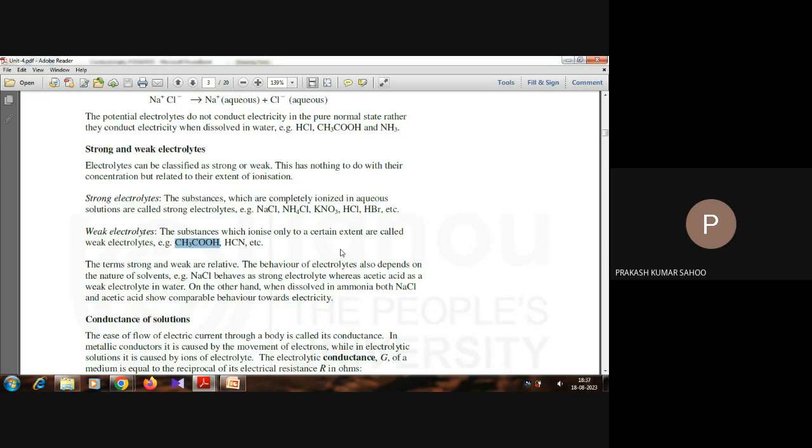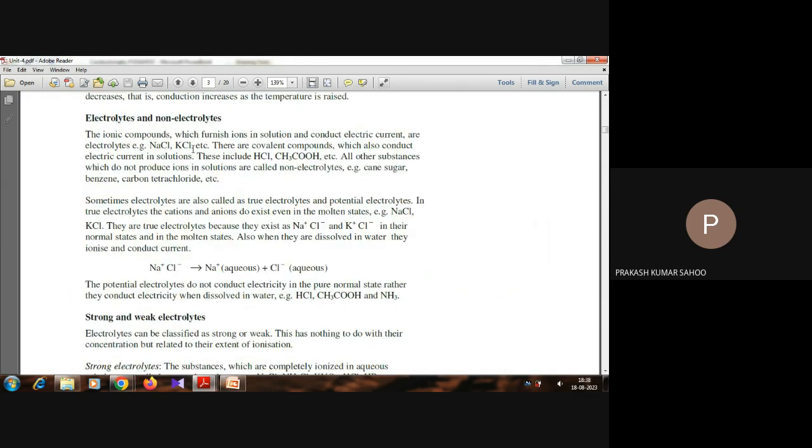Okay, and a non-electrolyte means it will not dissociate in the medium in which it is put. So non-electrolytes are like cane sugar, benzene, carbon tetrachloride. These will remain as whole molecules in the solvent. That's why these are non-electrolytes.